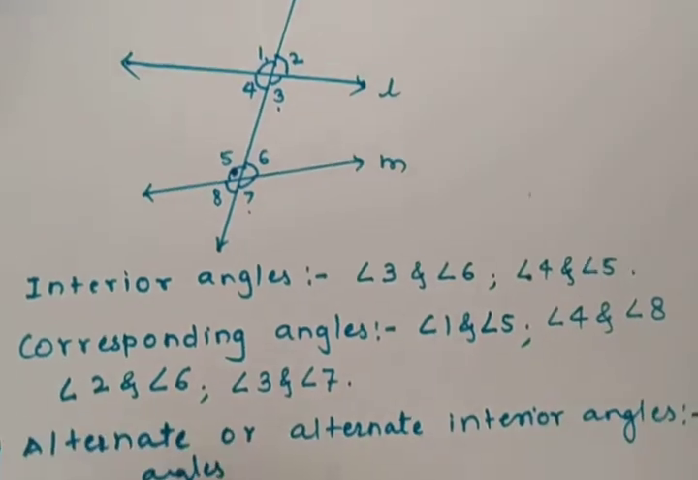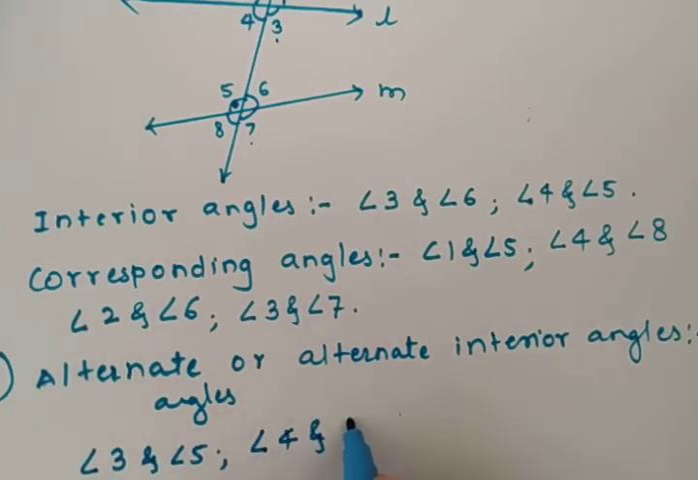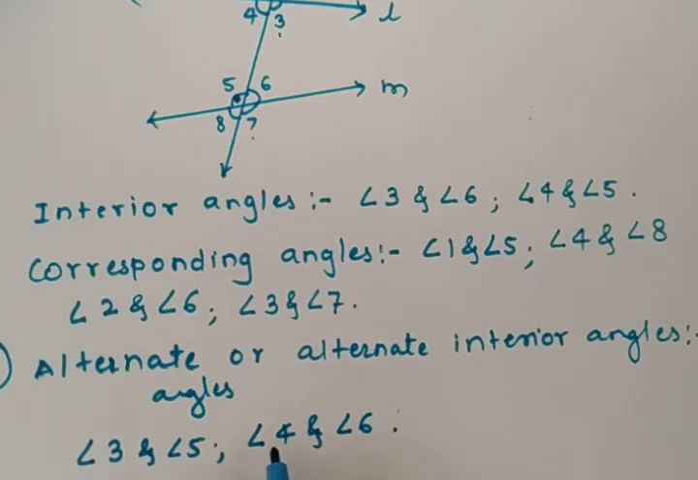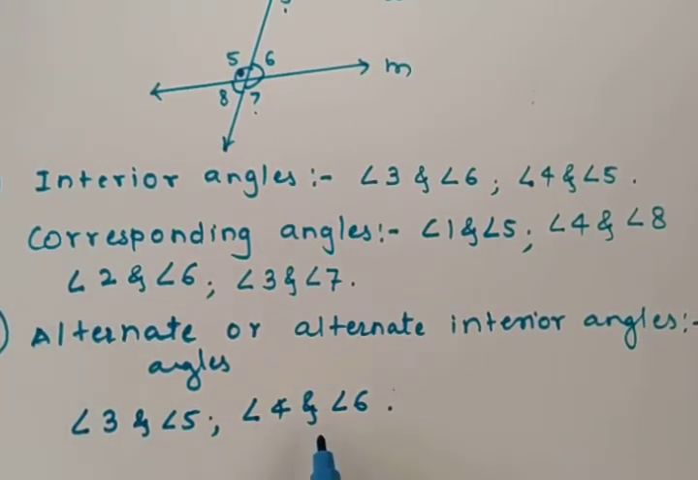Okay, so the alternate interior angles which we are getting are angle 3 and angle 5, and angle 4 and angle 6. These 2 pairs are forming alternate interior angles. So again we are getting here 2 pairs of alternate interior angles. Clear?